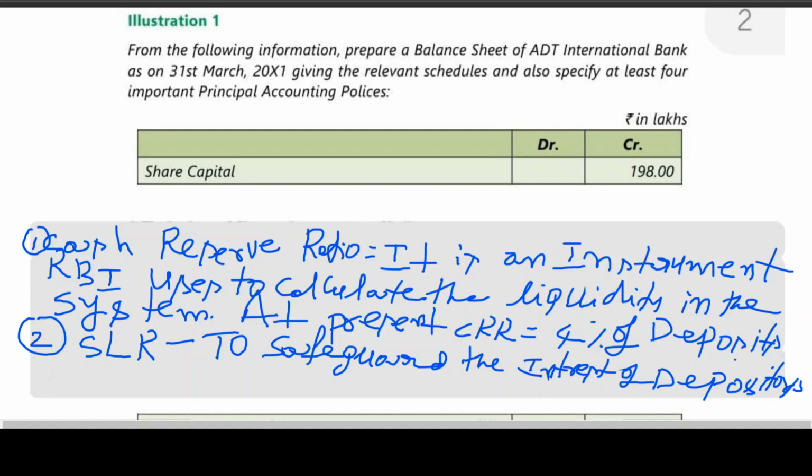SLR, the statutory liquidity, is to be calculated in the form of cash, gold, and unencumbered approved securities. I told you what unencumbered approved securities are. Assets are property that is free and clear of any encumbrances such as creditor claims or liens. This we have discussed already. The above assets have to be held at the close of business on any day and shall be valued at a price not exceeding the current market price of the assets.